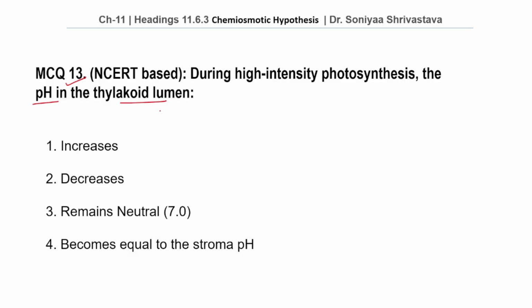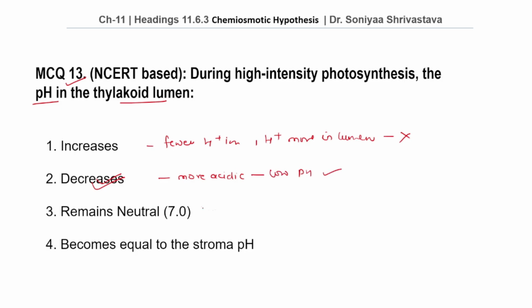Option number 1, increases. This is the trap. An increase in pH means fewer hydrogen ions. But during active photosynthesis, hydrogen ions are more in the lumen. So this option is wrong. Option number 2, decreases. Yes, this is our correct answer. Why? Because as more protons accumulate in the lumen, it becomes more acidic, showing low pH.